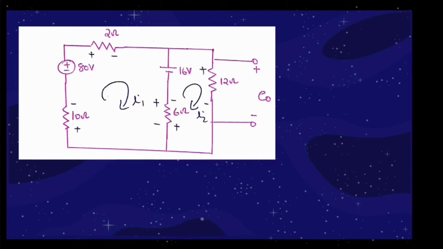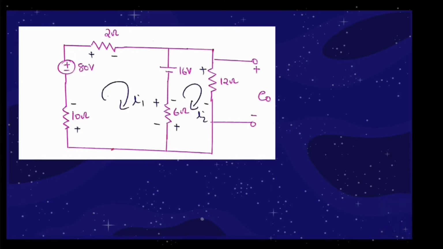Here, the current I1 enters the 10 ohm resistor at this terminal. That's why we mark it as positive and the other terminal as negative. In a similar manner, the polarities of voltage drop across each resistor are marked. Now it's time to write the KVL equation.